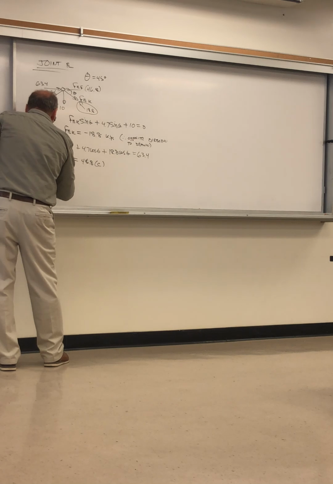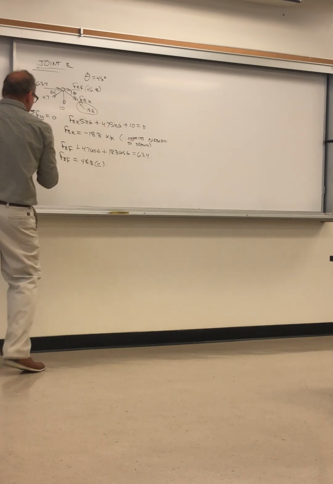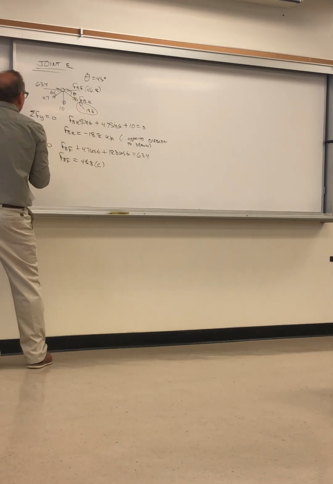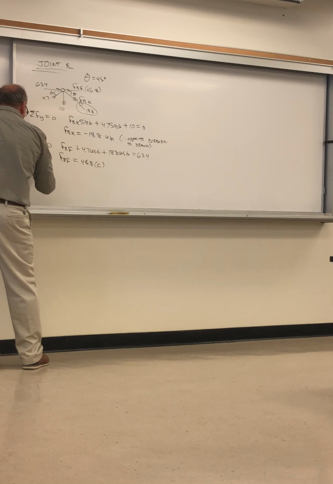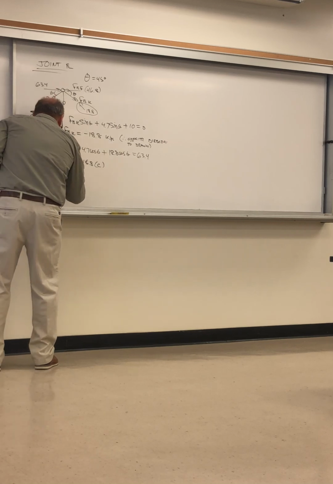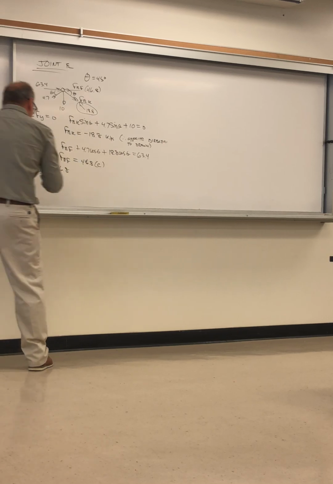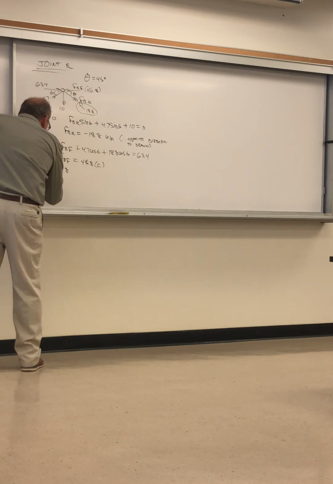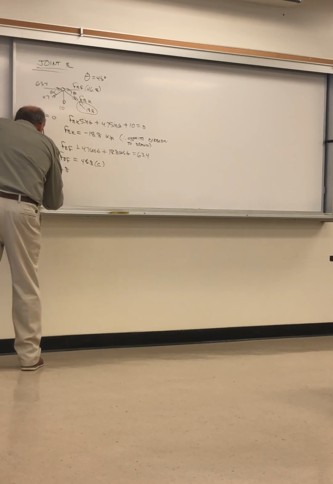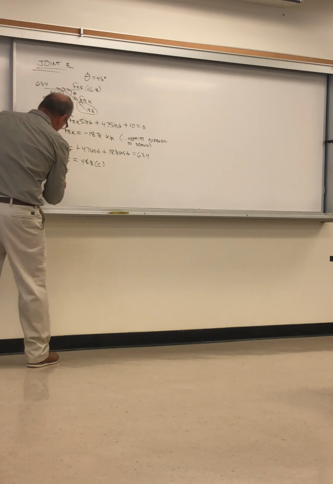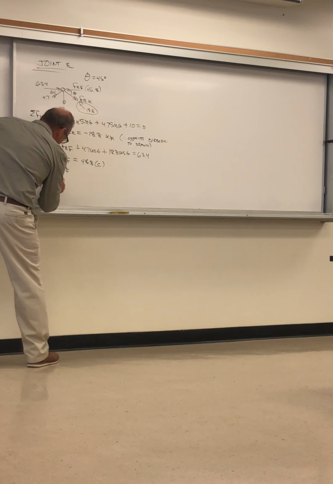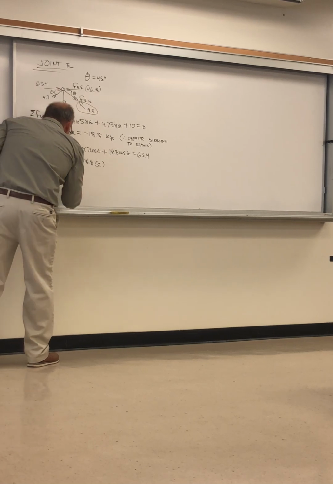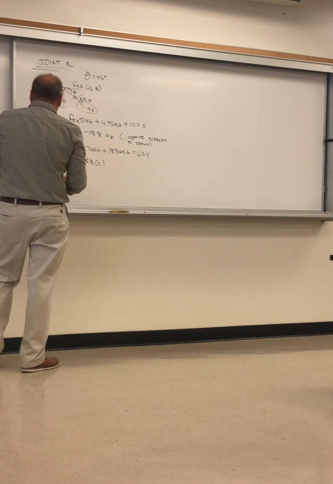So redrawing the joint, especially important in this case because I'm looking at the direction. 63.4, 46.8, 10, 4.7, and 18.8. And this is joint E.